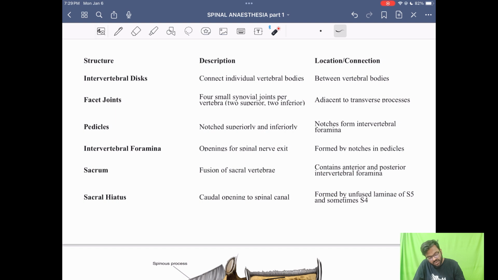It is formed by the fusion of laminae of S4 and S5, and sometimes of S4. Okay, this we'll discuss in detail when we discuss caudal epidural anesthesia.